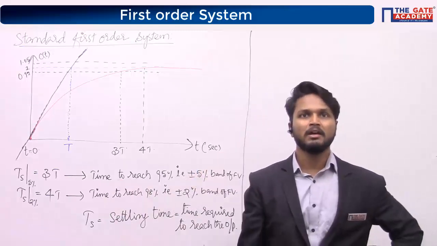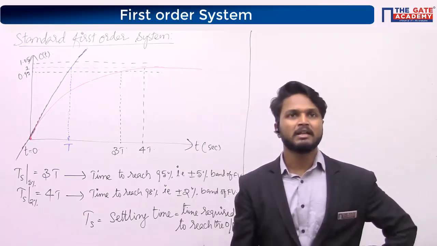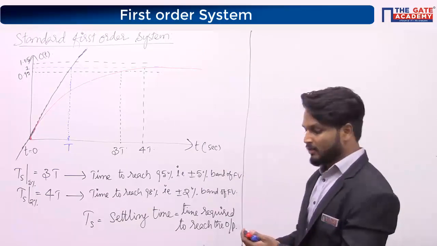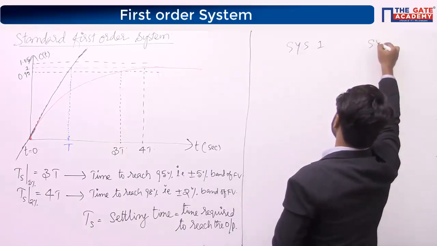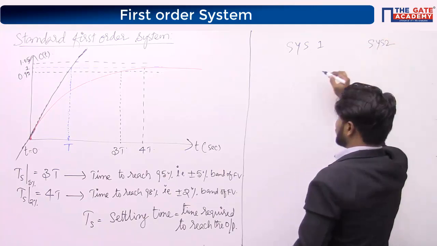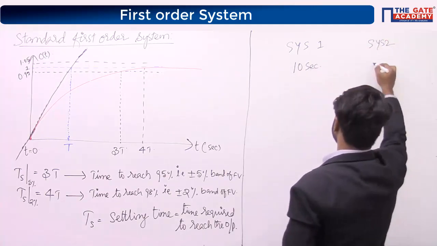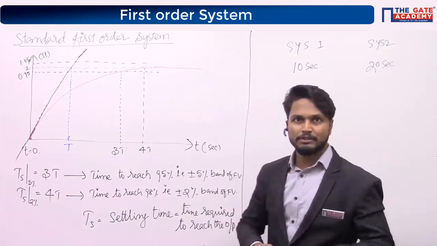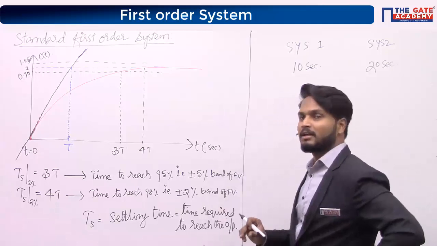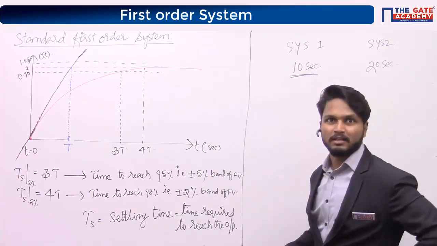One system has a settling time of 10 seconds and another system has a settling time of 20 seconds, right? So system 1 and system 2. So tell me which system among these two is faster? Yes, the system which has a settling time of 10 seconds is faster, right?